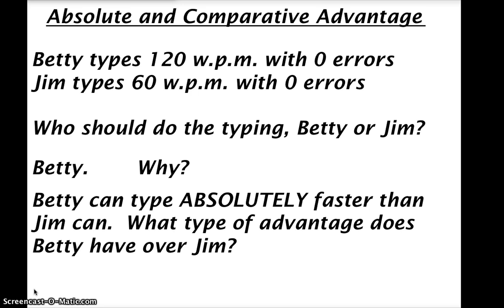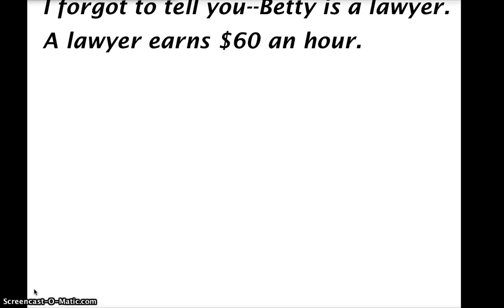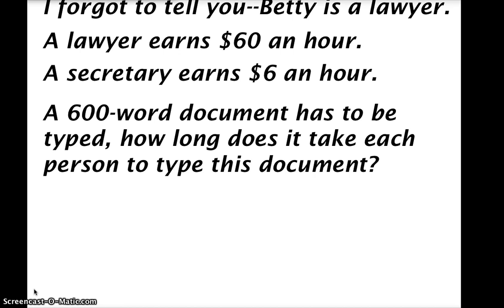And so what type of advantage does Betty have over Jim? She has what we call absolute advantage. When you can do something faster or produce more than someone else, you have an absolute advantage. Here's a definition. One entity can produce something either faster than or greater than another entity. But I forgot to tell you, Betty is a lawyer. A lawyer earns $60 an hour, and a secretary earns $6 an hour. And so Jim is the secretary, and he earns $6 an hour.